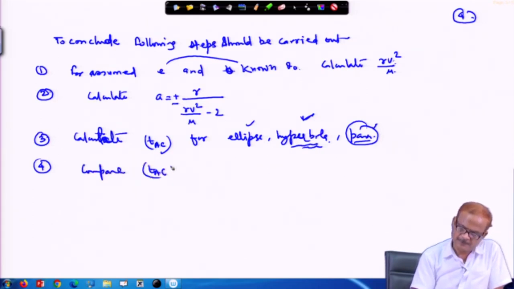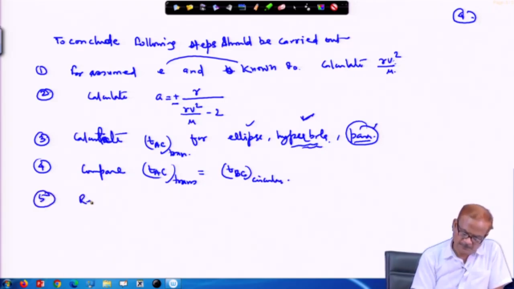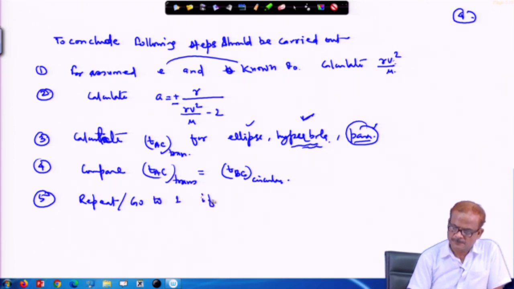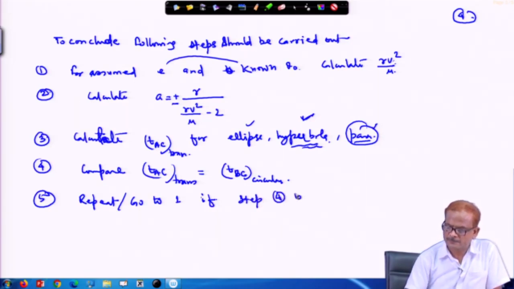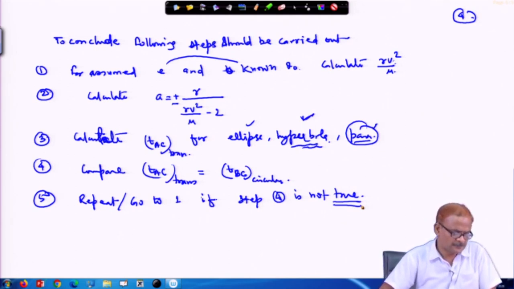So, fourth, compare TAC, this is transfer orbit, with TBC in the circular orbit. Repeat, go to 1, if step 4 is not true. So, this implies that it is only through an iterative process you will get the solution, okay, not otherwise.